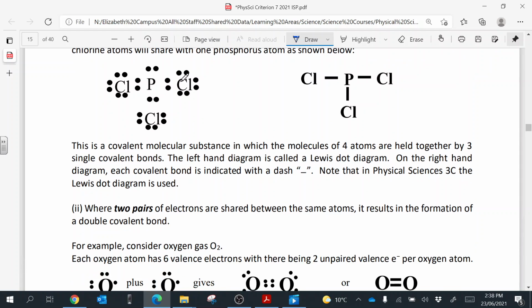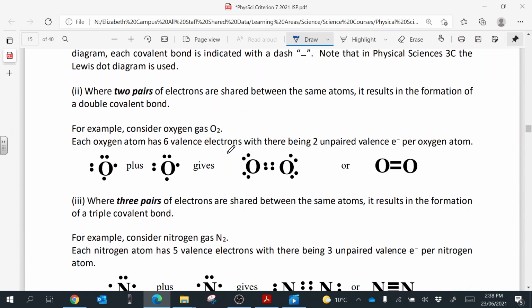And in Physical Sciences 3, like I said, we use the dot diagram. Where 2 pairs of electrons are shared between the same atoms, it results in the formation of a double covalent bond. Okay, and these are stronger than single ones. So, for example, consider oxygen gas, O2. We have these 2 atoms here, and then they combine here. These two unpaired electrons form in the center there to become pairs and have the 8 electrons around the outside. We can also represent it with the 2 lines shown here.